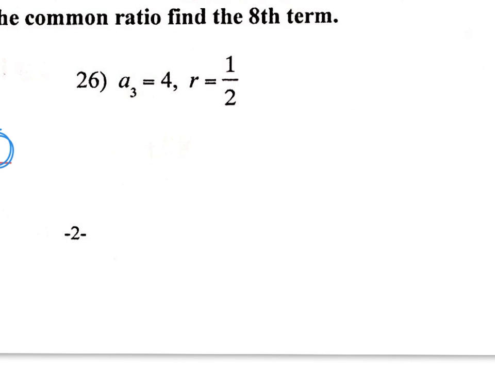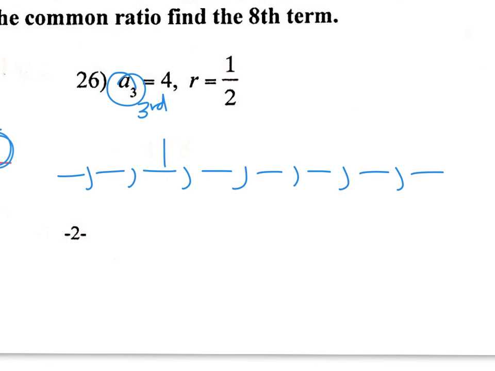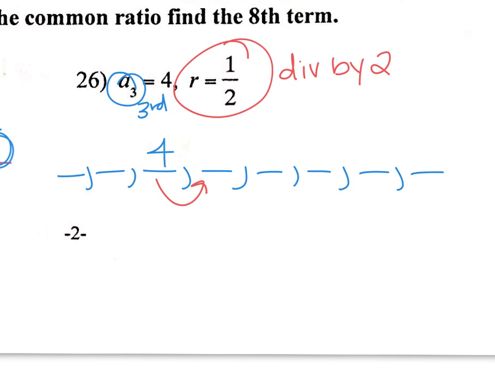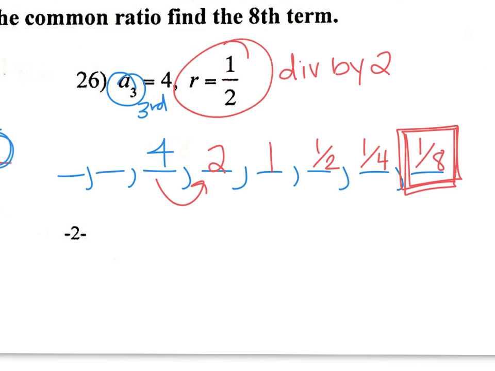All right, last one. Again, they give me the 3rd term, so it helps me just to draw out blanks so I can see what I'm looking at. All right, so my 3rd term, so this should go in the 3rd spot, is 4. And this time my pattern is 1/2. Since it's geometric, that means I'm dividing by 2 because it's a fraction. So if I divide by 2, that gives me 2, and then 1, 1/2, 1/4, and 1/8. So my 8th term is 1/8. Or if you're using a calculator, you may have gotten 0.125.